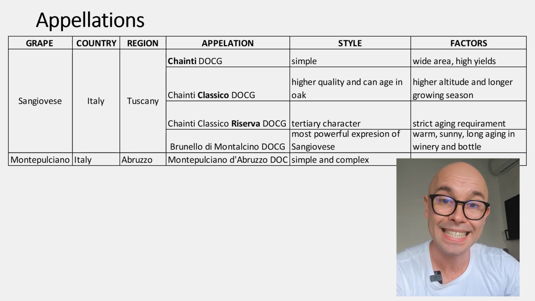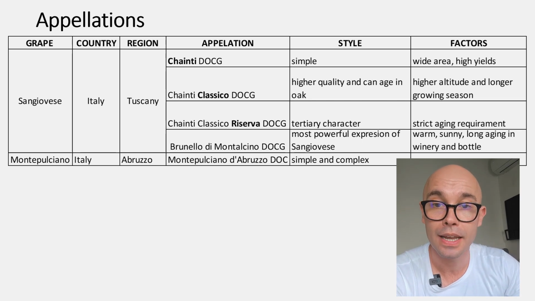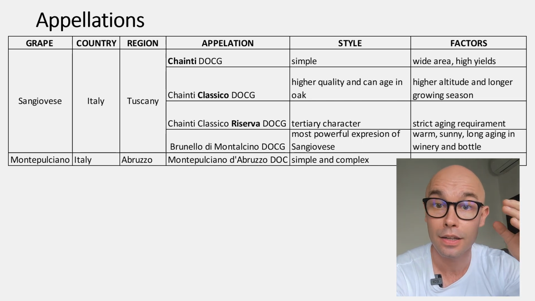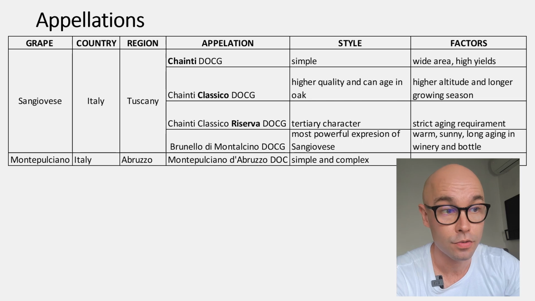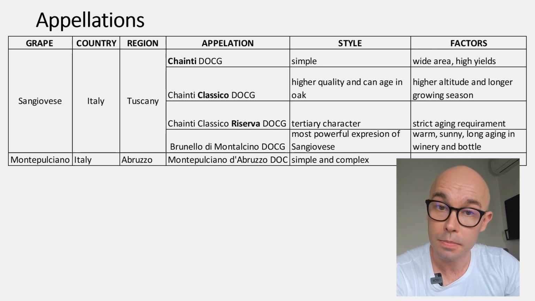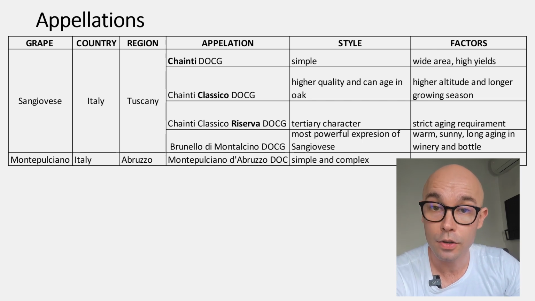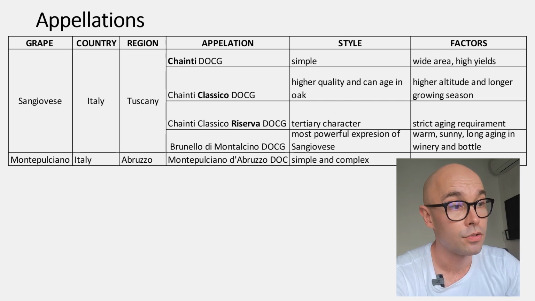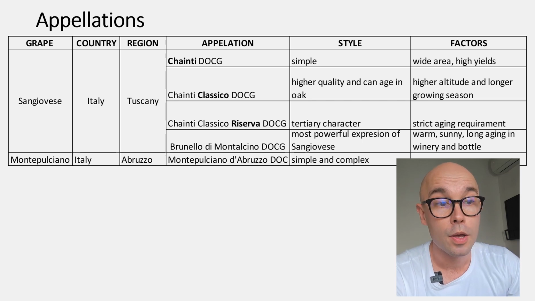Chianti Classico Riserva term indicates that the wine has a minimum aging requirement that it needs to spend in the oak before it is released. From this wine you can expect a little bit more complexity. You can expect also tertiary character for these wines to have strict aging requirement.